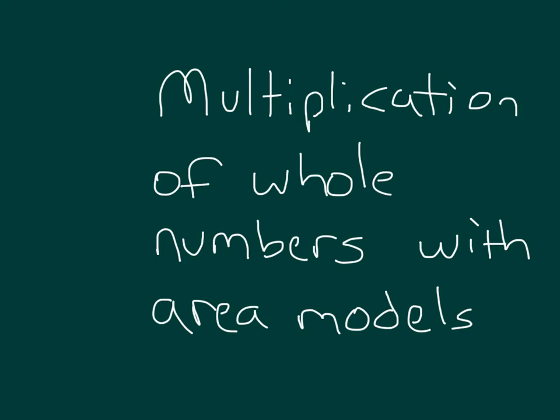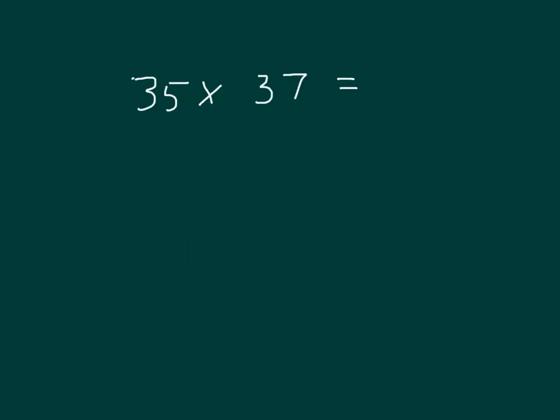Within this lesson, we'll look at multiplication of whole numbers with area models. Here I have the problem 35 times 37. What we will do is make an area model where we look at 35 here and 37. We'll break 35 and 37 into their unit form, by place value, where we're looking at 3 tens and 5 ones for 35.